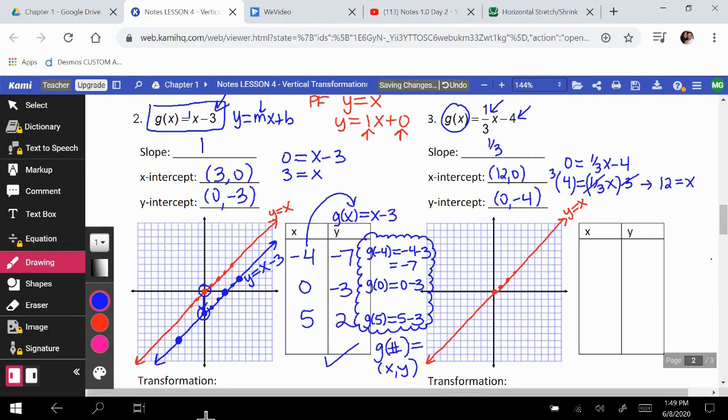Okay, I'm going to plot my y-intercept, 0, -4. 1, 2, 3, 4. And then I'm going to use my slope of 1/3. So I'm going to rise 1, run 3, rise 1, run 3, rise 1, run 3, etc. And you can see that if I rise 1, run 3, I would end up at 12, 0. So that looks good.